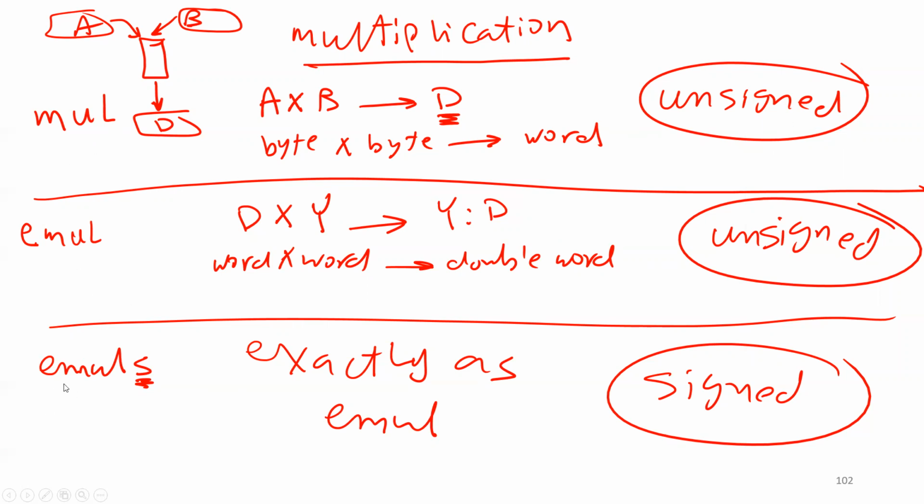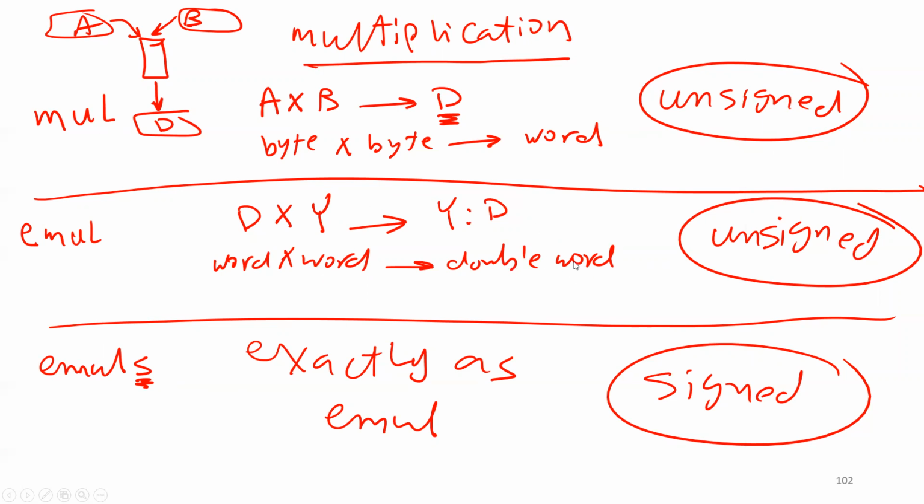We have 2 more instructions, guys: EMUL and EMULS. You see the S here? This S means it is signed, by the way. So we added this S because this one is for signed, this one for unsigned. Both of them do the same thing. Both multiply a word by a word and store the result in a double word.